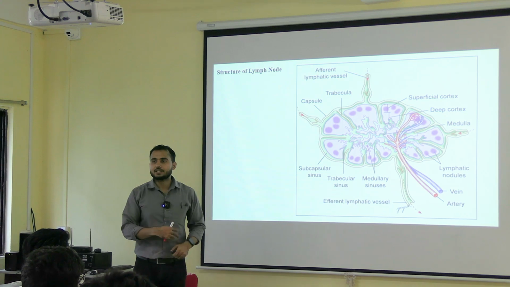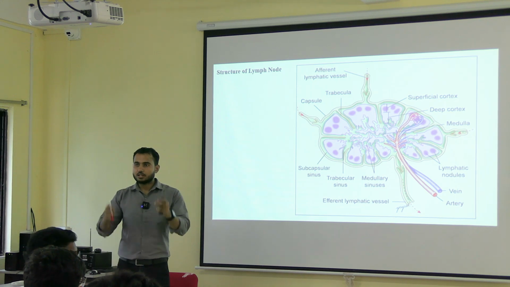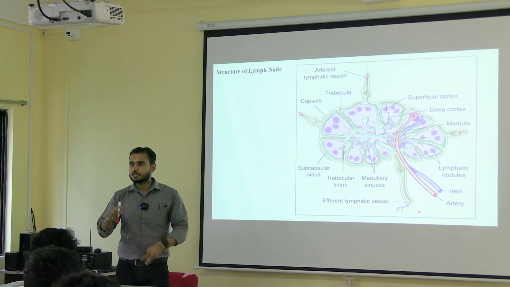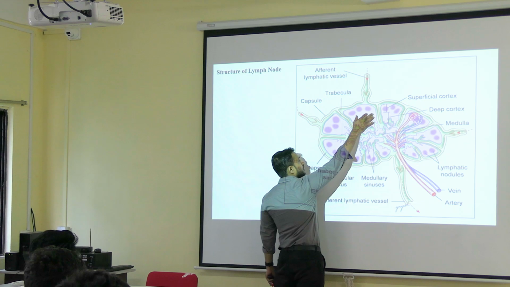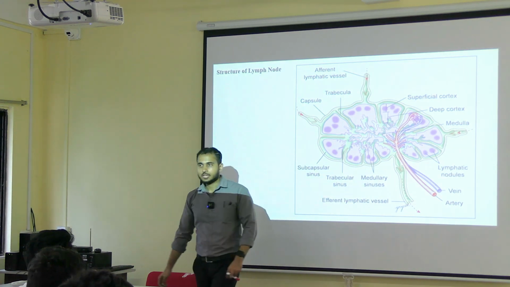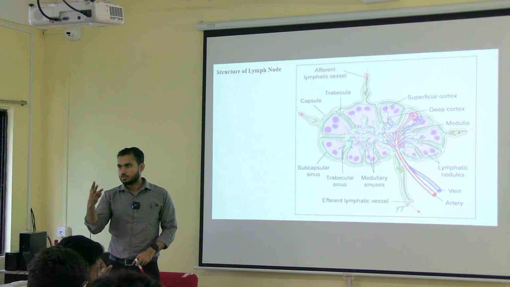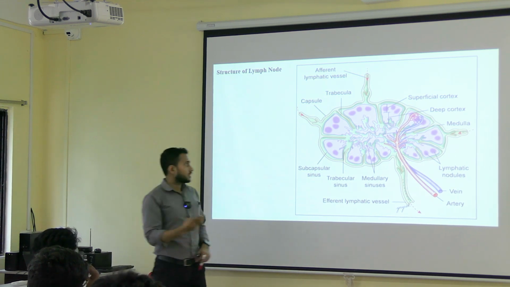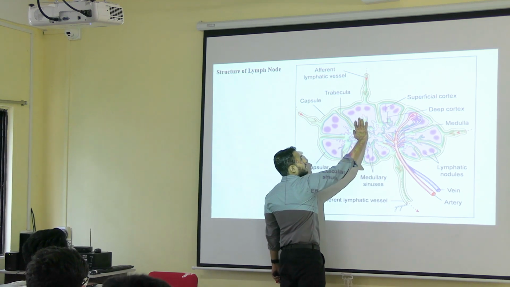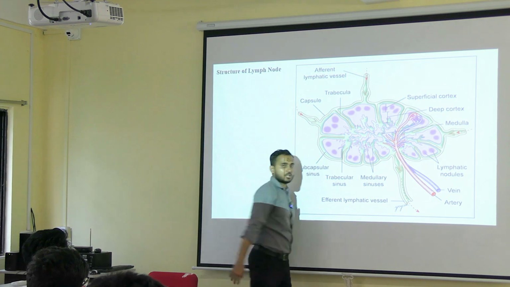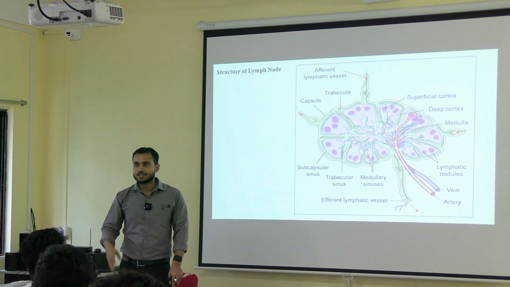Now, same like the spleen, the lymph node is also covered by a connective tissue capsule, as you can see over here. Then the trabeculae or septa divide it into small lobules. This is the trabeculae. So this is one lobule, this is one lobule, this is one lobule. If you take one particular lobule, it is divided into three parts: the outer cortex, the paracortex, and the medulla. These are the three parts.